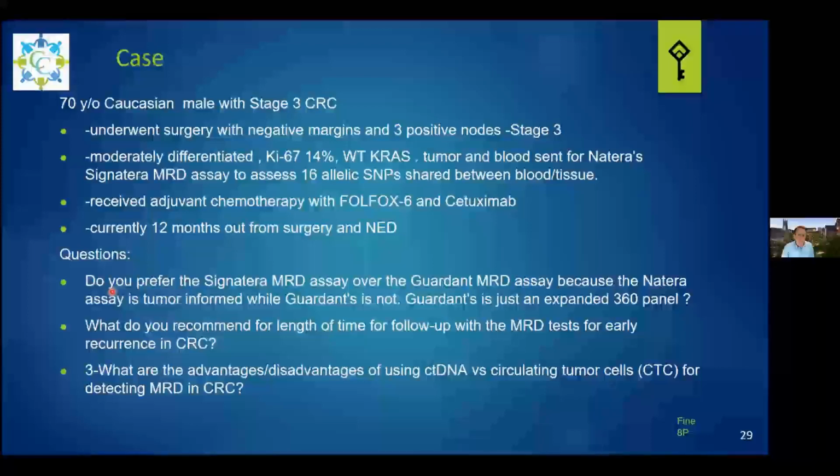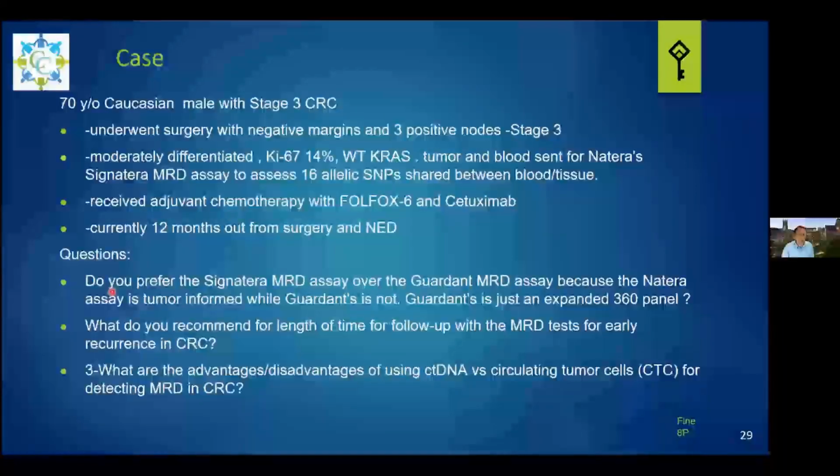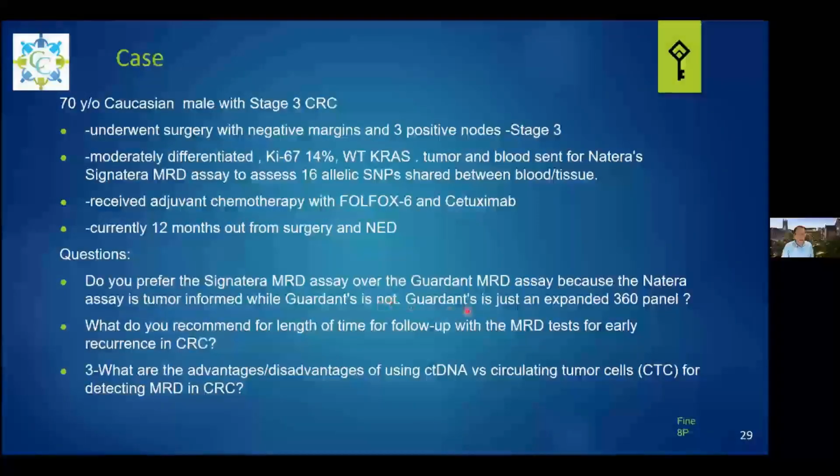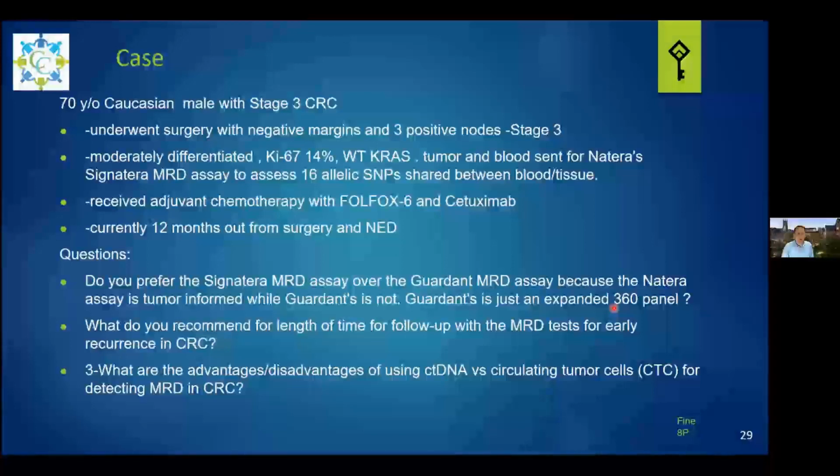So question, do we prefer the tumor-informed assay over the Guardant assay? Because Natera is tumor-informed while Guardant is not. I can answer the second question. Is it an expanded 360 panel? The answer is no. It is a special assay where they include both common mutations, like 20 to 25 common mutations in colon cancer, together with methylation. It's a totally different assay. Okay. The Guardant Reveal test.